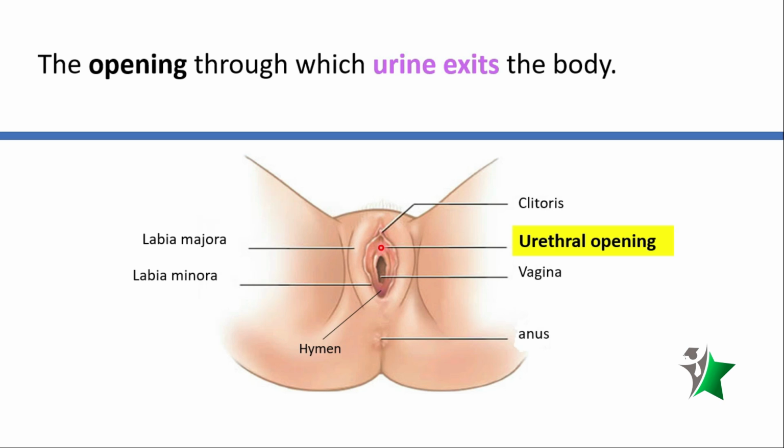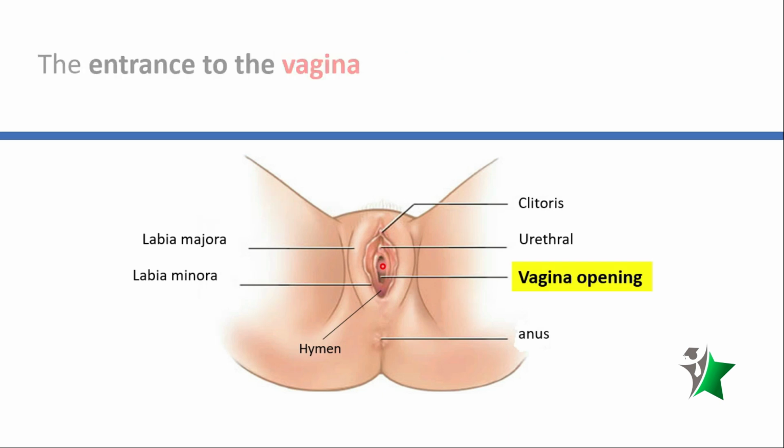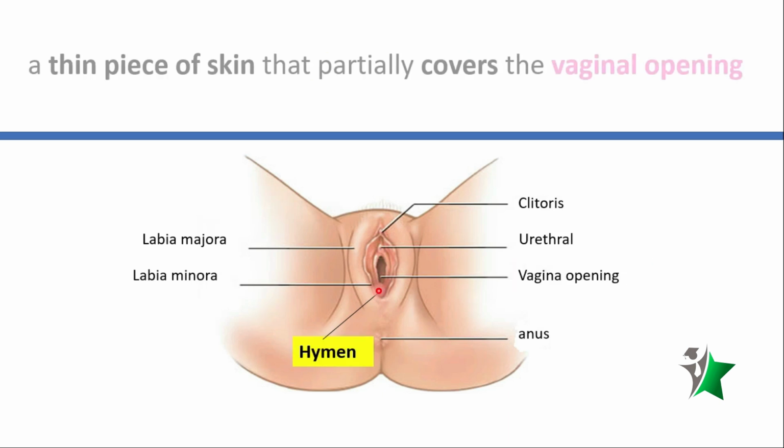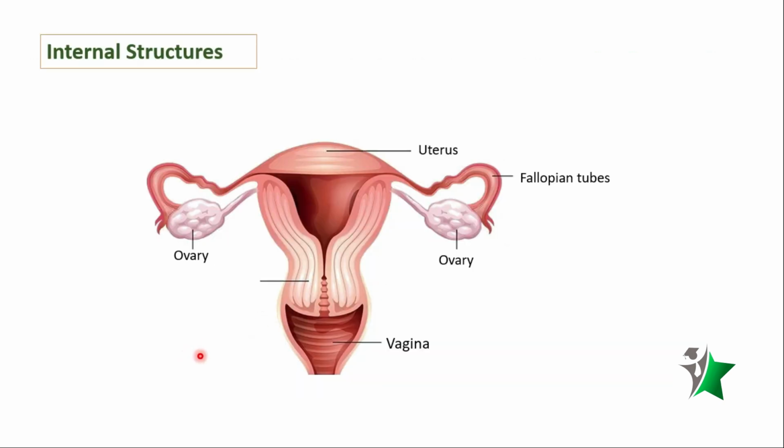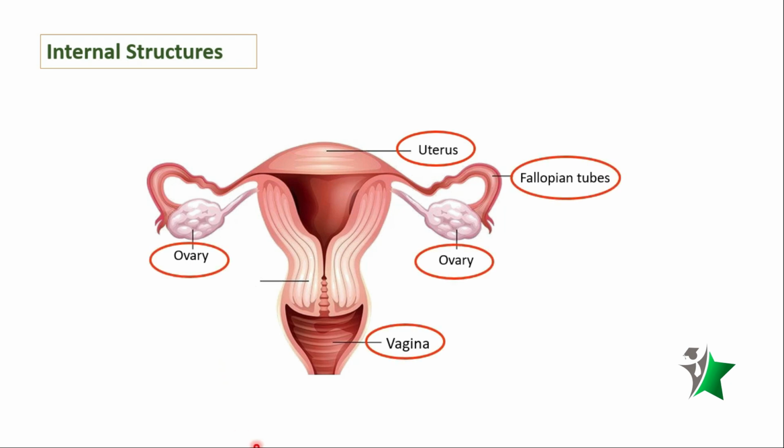The urethral opening is the opening through which urine exits the body. The vaginal opening is the entrance to the vagina. The hymen is a thin piece of skin that partially covers the vaginal opening. Internal structures of the female reproductive system include the uterus, fallopian tubes, ovaries, and vagina.